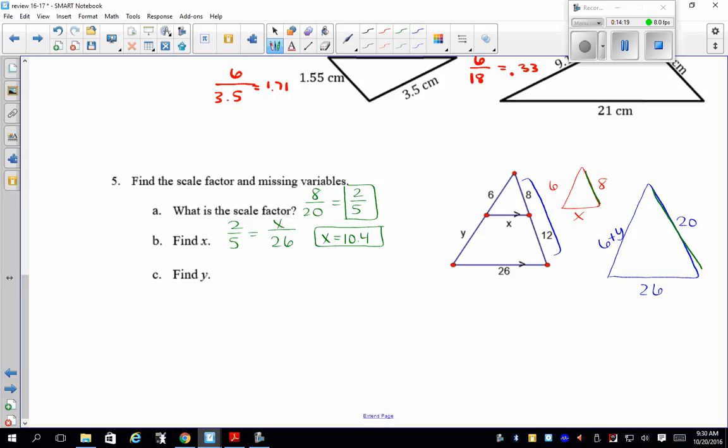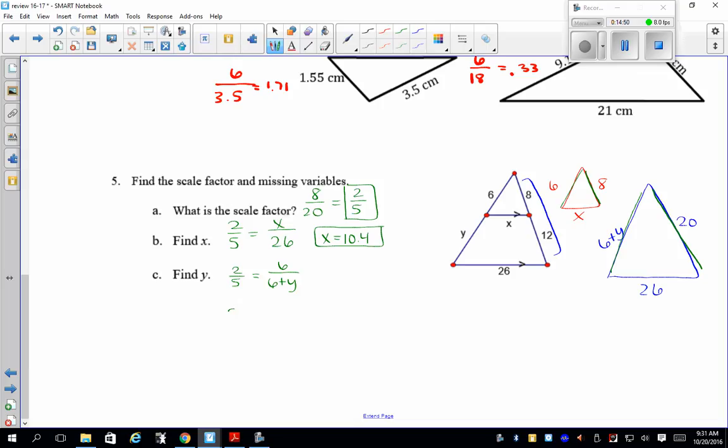Okay, and then for y, I'm going to do the same thing. I'm going to take the scale factor, but this time I need the 2 corresponding sides with y. One of the sides is on the left, 6 plus y, and the side in the small triangle that goes with that is 6. So far I've been doing the small triangle on top, the big triangle on bottom, so I need to be consistent with that. So I'm going to do 6 from the small triangle on top and 6 plus y from the big triangle on the bottom.